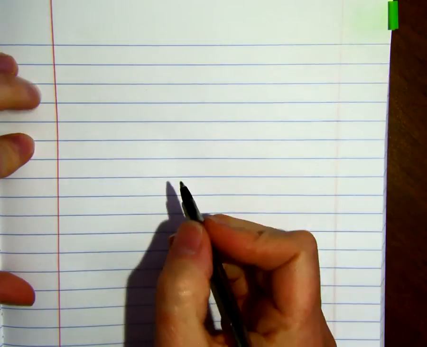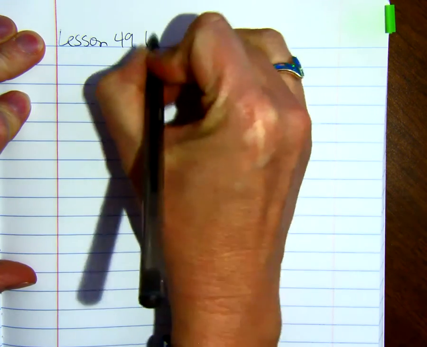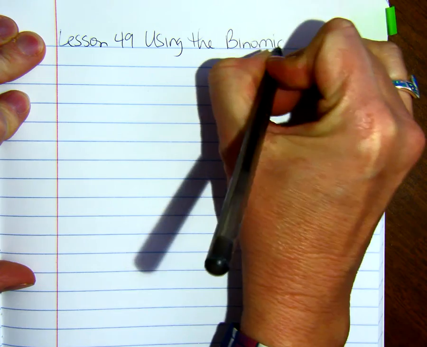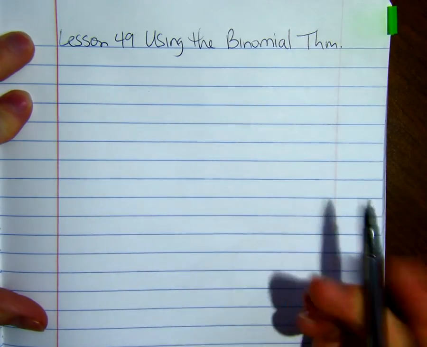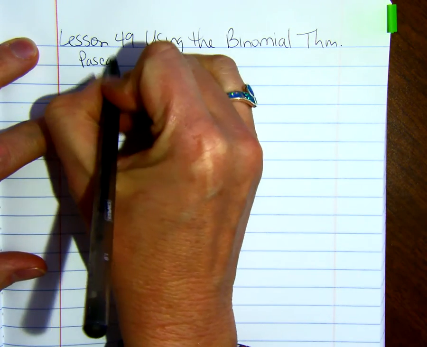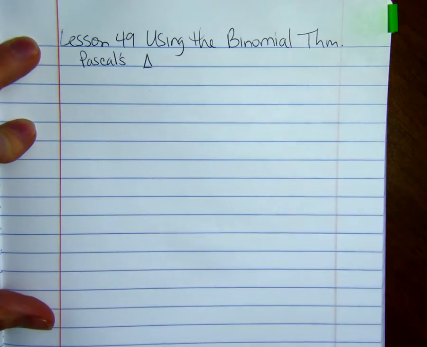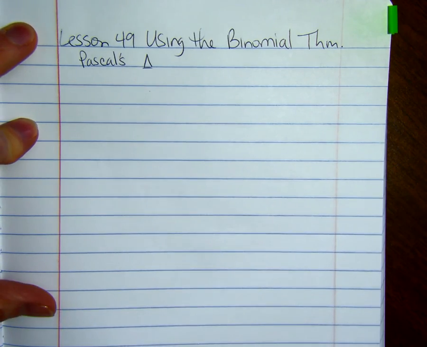Lesson 49, using the binomial theorem. So we're going to start by looking at Pascal's triangle. Have you guys ever heard of Pascal's triangle? Okay, so Pascal's triangle, it's a triangular array of numbers.